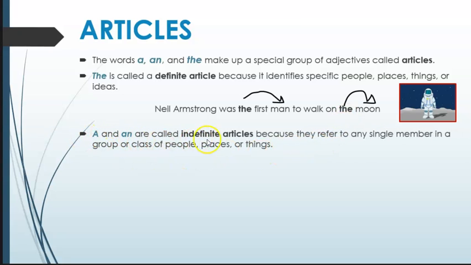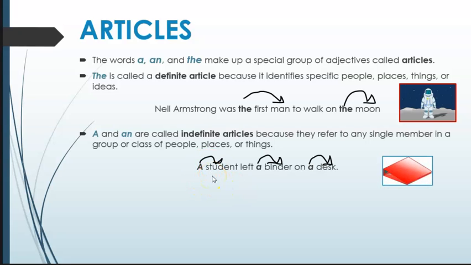A and an are called indefinite articles because they refer to a group of people, one person or thing or place, but we're not sure which one within the group. So an example, a student left a binder on a desk. Here, a is used three times in front of three different nouns: student, binder, and desk. We don't know which specific student. We just know it was a student. And we don't know which specific binder. We just know it was a binder. And we don't know which desk, but we know it was a desk. And so we are using a instead of the. If we knew which one, we would change that to the.